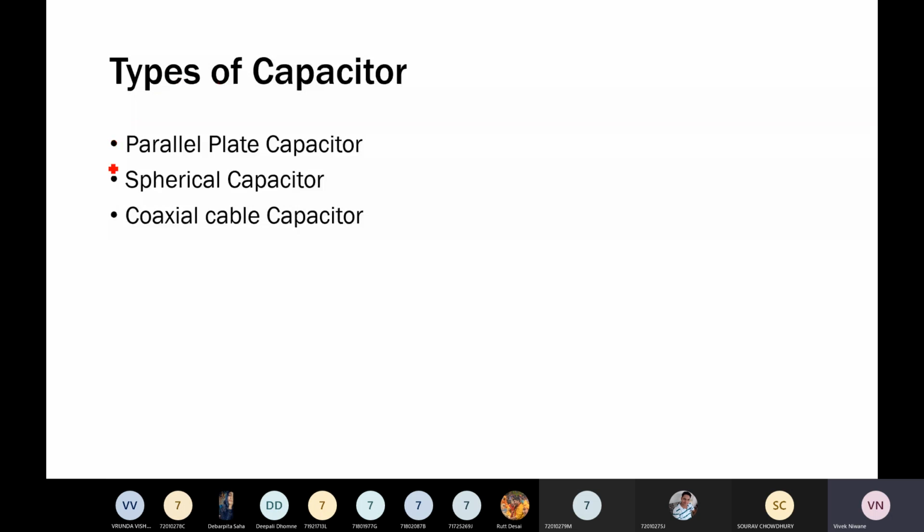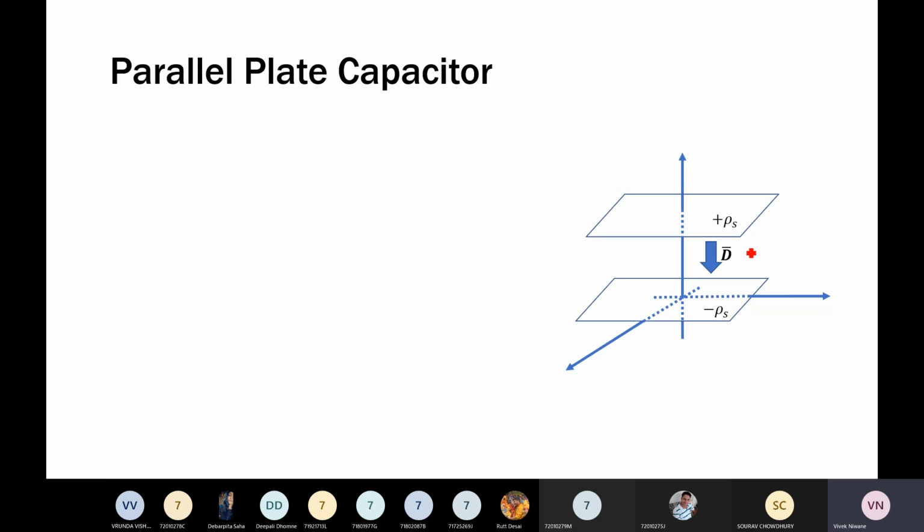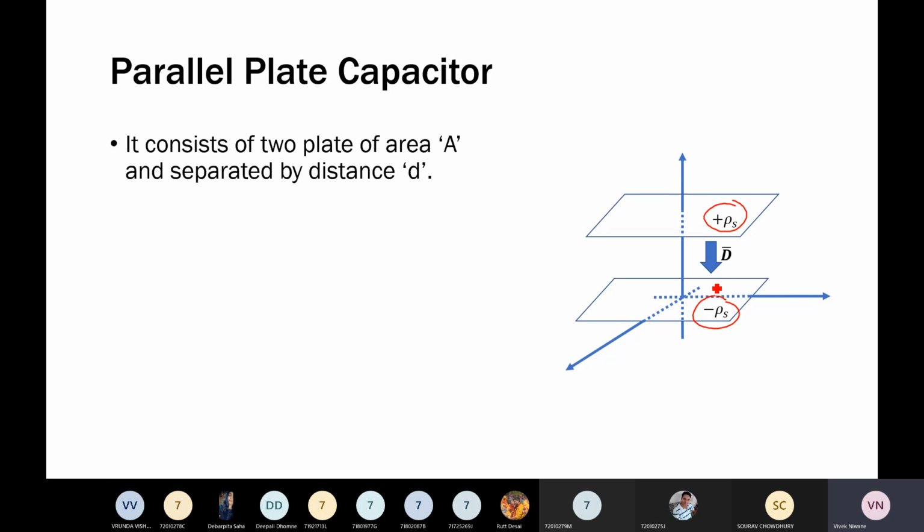So we are going to study three types of capacitors: parallel plate capacitor, spherical capacitor and coaxial cable capacitor. So we do have some construction and assumptions over here. So we do have our coordinate system and two plates containing plus rho s and minus rho s charges, surface charge density on them. So since upper plate contains plus rho s, we assume that the direction of electric flux density is from top plate to bottom plate. These were our assumptions or experimental setup.